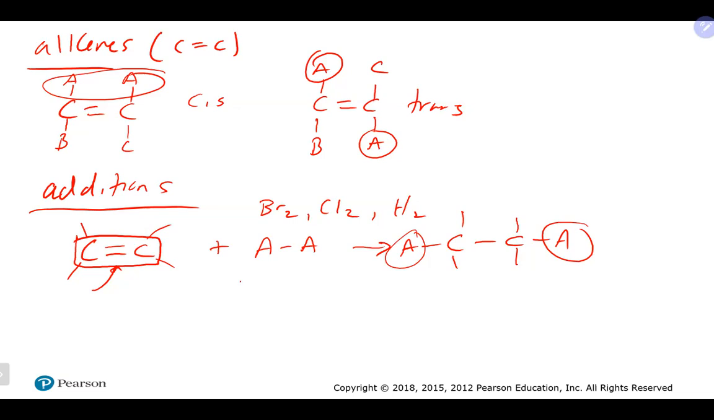There are also unsymmetrical additions, like when we add water, which is H and OH, or like HBr or HCl. It can make a difference in those cases as to where you add the hydrogen. So, for example, if we had a double bond, maybe like this, and if we were to add something like water here, when we do add water, it's H and OH.